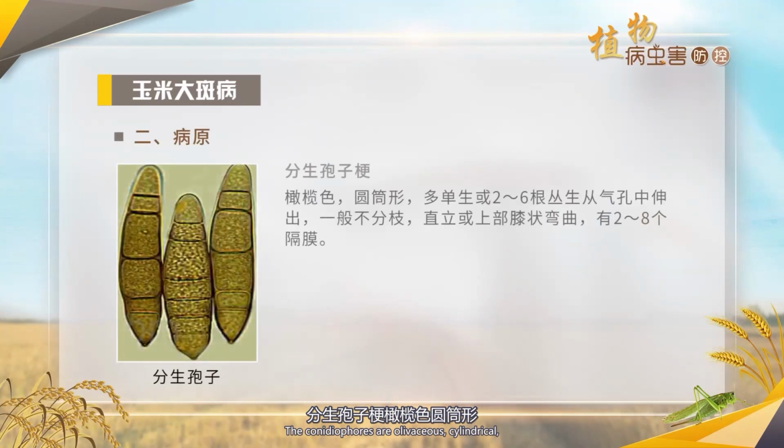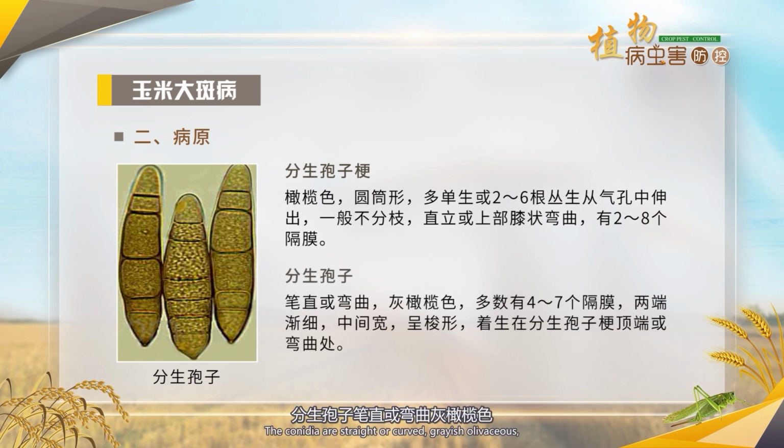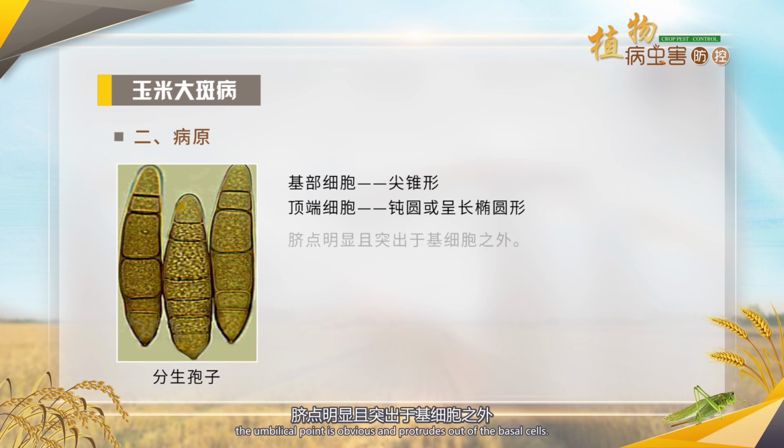The conidiophores are olivaceous, cylindrical, mostly solitary or in clusters of 2 to 6 protruding from the stomata, generally unbranched, upright or knee-shaped bending at the upper part, with 2 to 8 diaphragms. The conidia are straight or curved, grayish olivaceous, mostly with 4 to 7 membranes, thin at both ends, wide in the middle, fusiform, and grow attached to the top or curved parts of the conidiophores. The basal cells are tapered, and the apical ones are blunt round or oblong. The umbilical point is obvious and protrudes out of the basal cells.